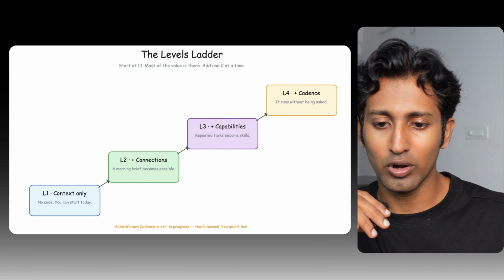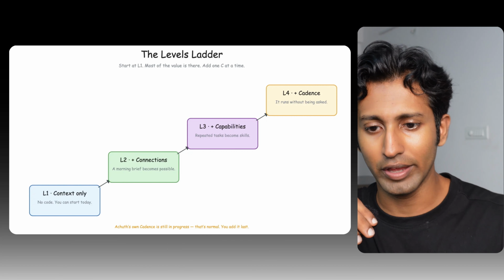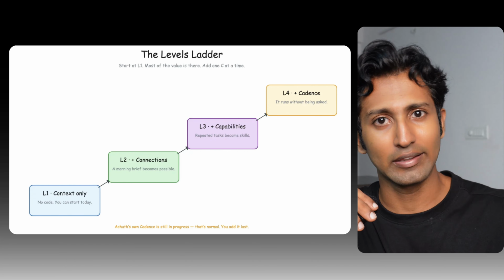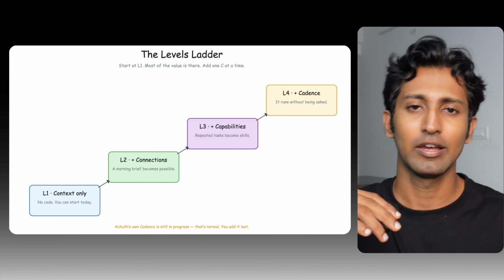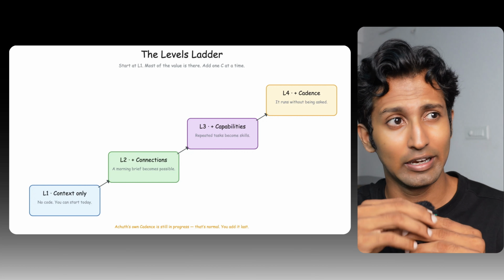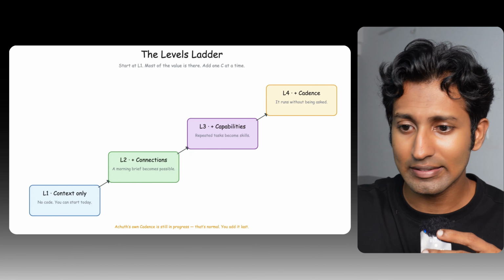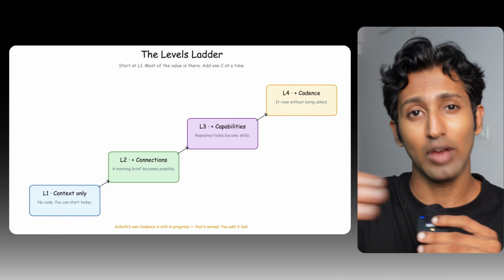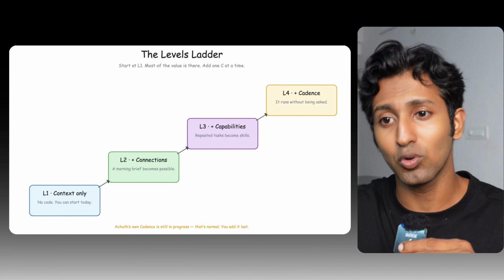Context only, no code. You can start today. And the second level is connections. You add the connections, you get the morning brief through the connections. And then once you understand all the morning brief, what are the different skills that you need, you build the skills, and that becomes the level 3. Once you have level 3 with all the skills necessary, then you go to the cadence part.